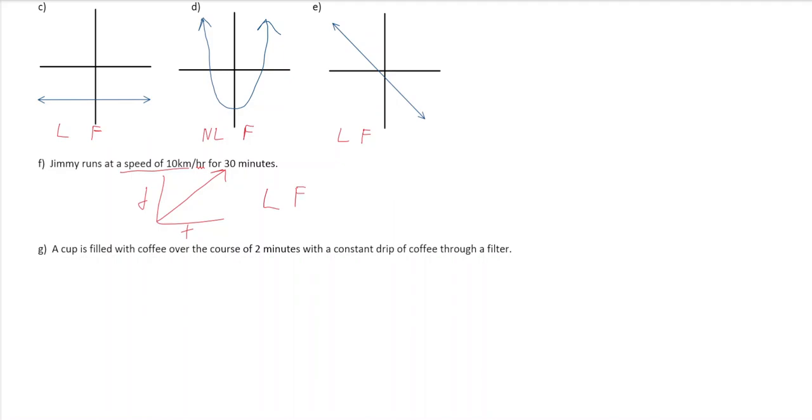Okay, this next one here, a cup is filled with coffee over the course of 2 minutes with a constant drip through a filter. So now it's volume versus time, but again, it's a constant drip, so the volume goes up constantly. So it's linear and is a function.